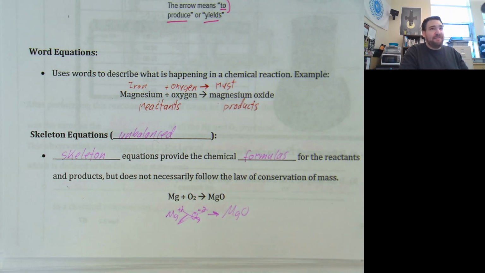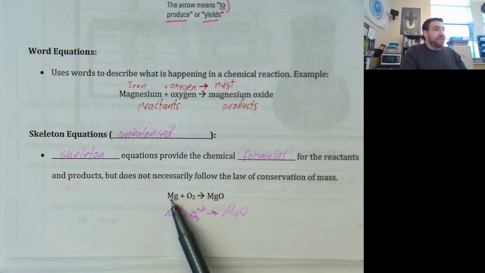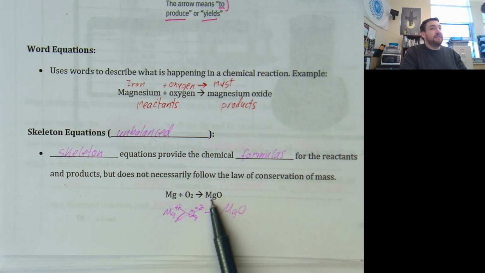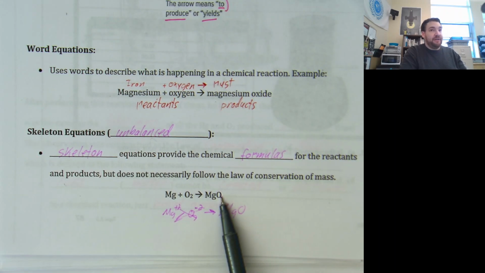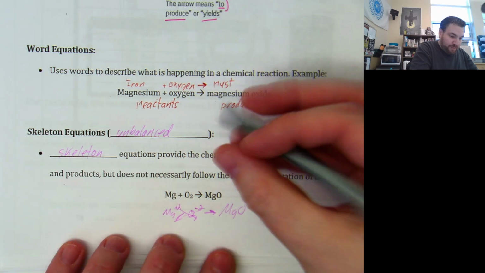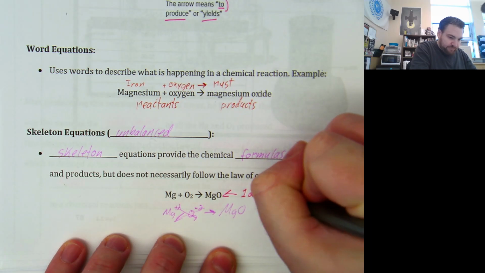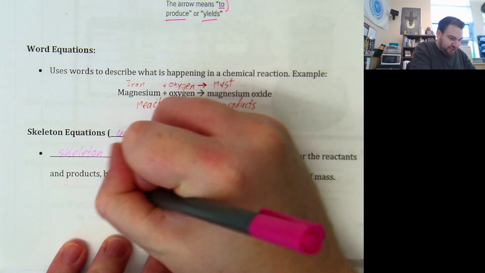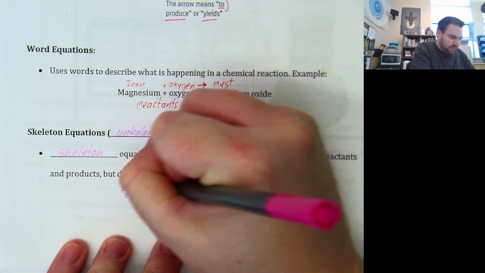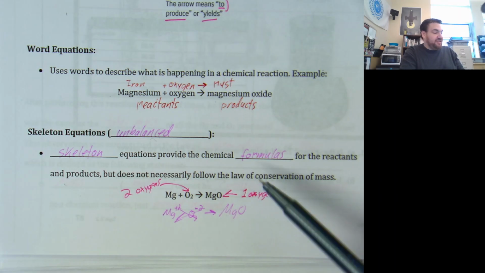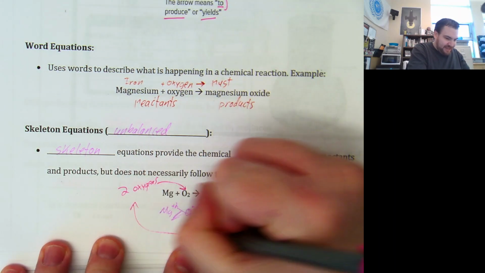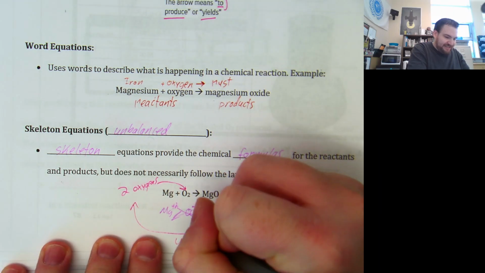How many magnesiums do I have on the left? I got one of them. How many oxygens do I have on the left? I got two of them. How many magnesiums do I have on the right? One of them. How many oxygens do I have on the right? One. So because here I've got one oxygen, and here I've got two oxygens, this particular skeleton equation does not balance. This here means this thing is unbalanced.